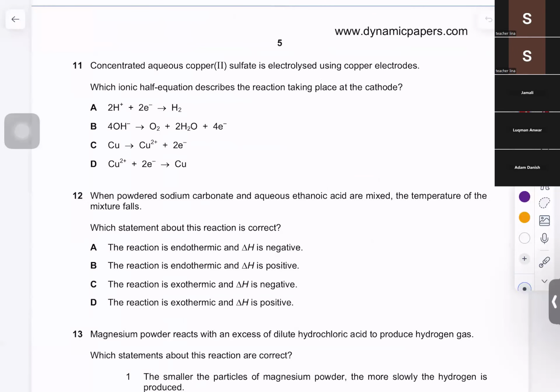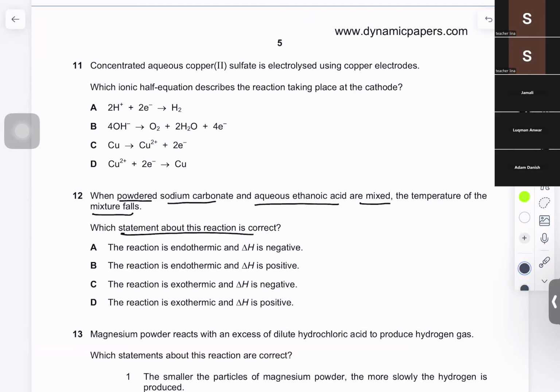Endo and Exo, you all will think it is the temperature of the substance. Okay, you must remember, for Exo and Endo, we only measure the temperature of the surroundings. Okay, temperature of the surroundings. When the powder sodium carbonate and aqueous ethanoic acid are mixed, the temperature of the mixture will fall. So what about this reaction?